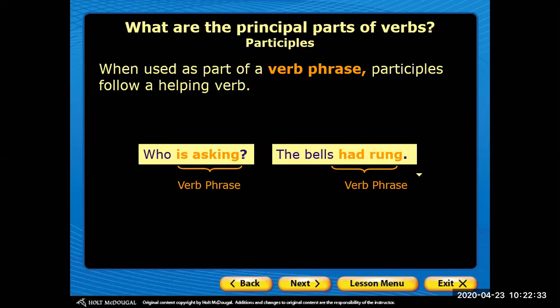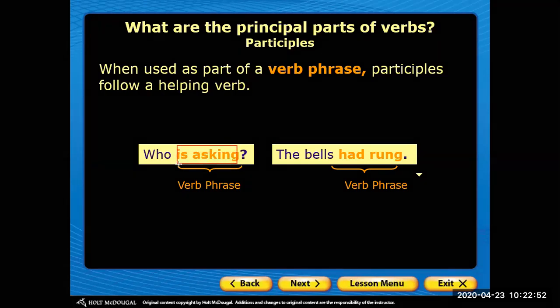Look at the first example and read it for us. Who's asking? Where is the participle here, Abdullah? The participle form. Is asking. Where is it? Who's this is the participle form, right? Yes.